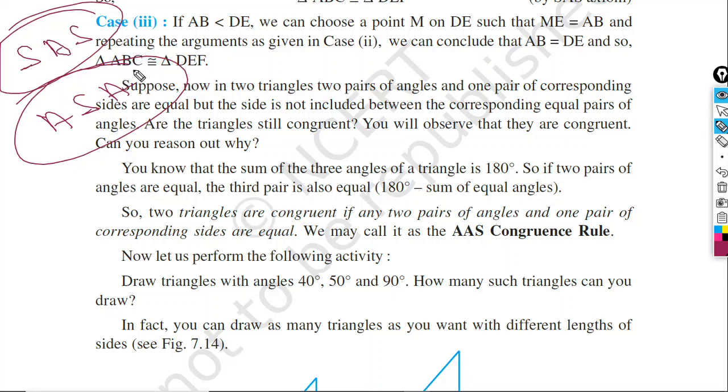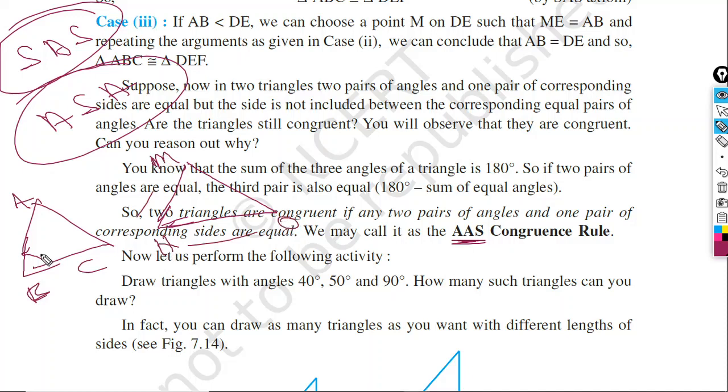Now another case arises when two angles are equal in a triangle. Let's assume in these two triangles, ABC and MNO, two angles are equal: angle B equal to angle N and angle A equal to angle M. Now you see, if two angles are equal, then definitely the third angle will also be equal. Why? Because the sum of three angles is 180, isn't it? And two angles being equal, the third angle is bound to be equal.